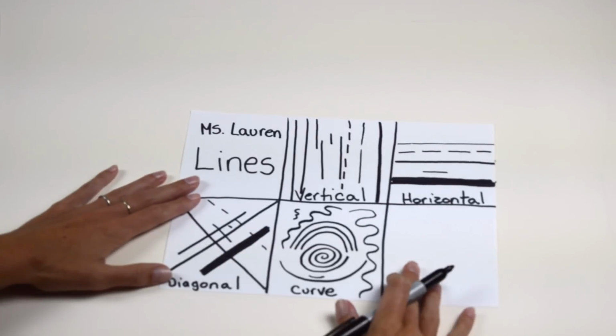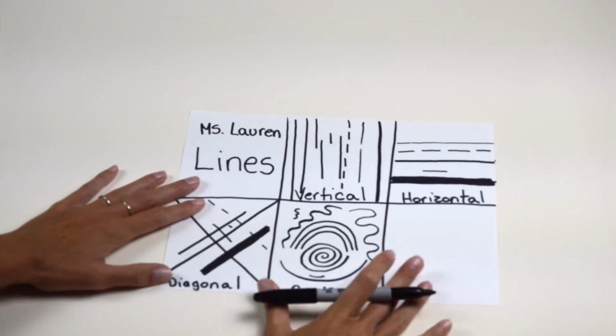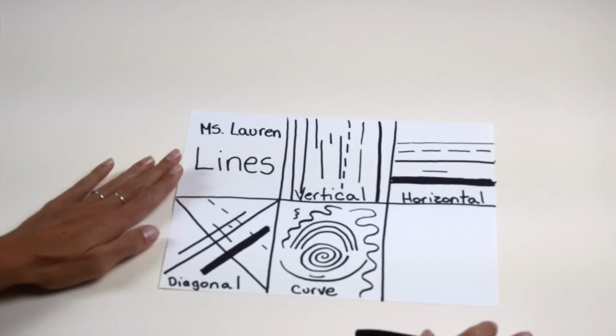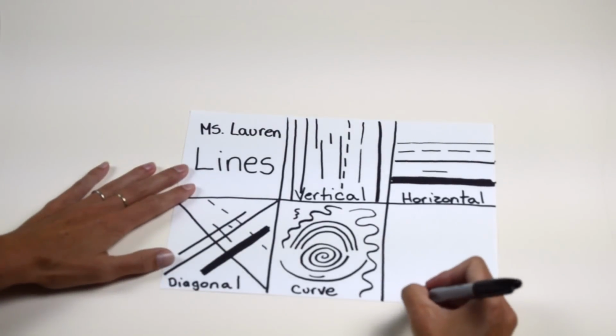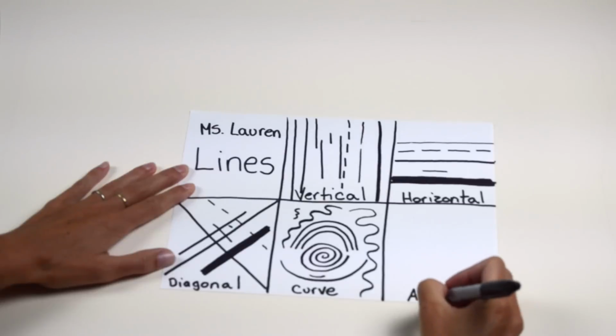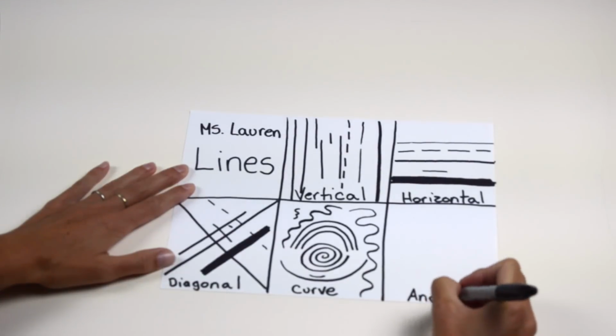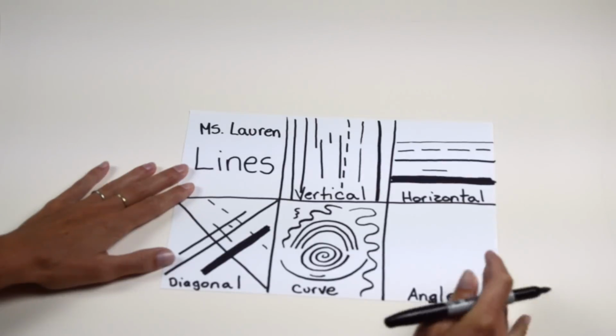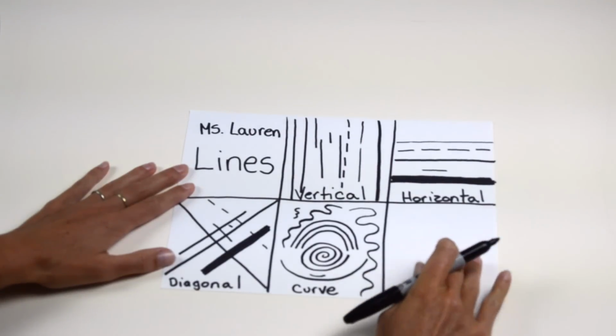And then in the last box, we're going to practice the last kind of line for us, although there are so many different types of lines that you can practice. The last one we're going to practice together is called an angle. Oops, my G is a little weird there. Sorry about that. And an angle line is one that comes to a point together.